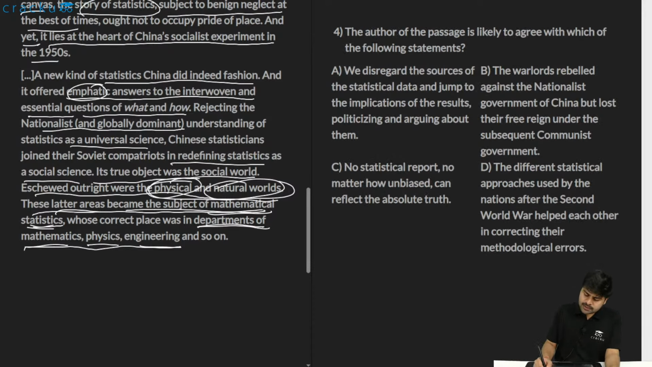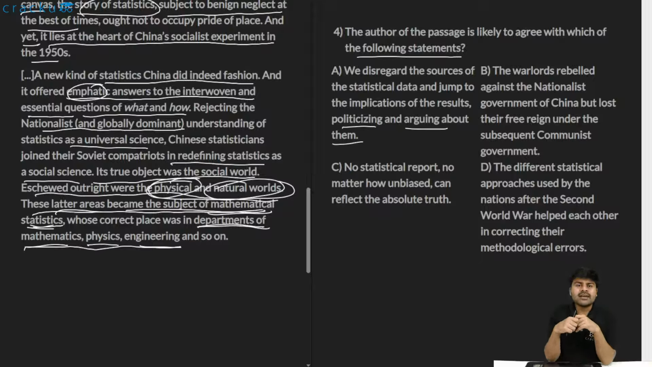Let's look at the last one. The author of the passage is likely to agree with which of the following statements? So there are 4 statements given. We need to find which of these the author would agree with. A says, we disregard the sources of the statistical data and jump to the implications of the result, politicizing and arguing about them. Yes, we tend to do that, but do we always do that?